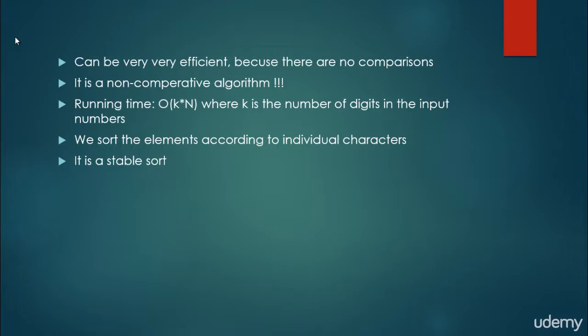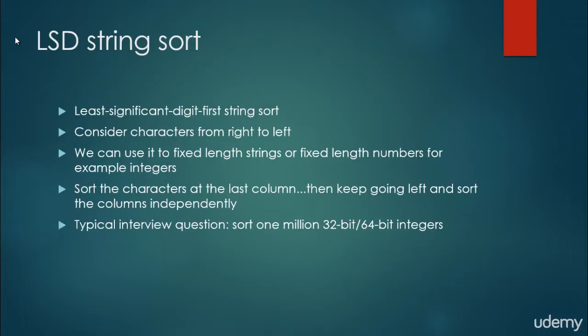it's very important that it's a stable sort too. It has two main types, the so-called LSD and the MSD string sort. LSD stands for least significant digit first string sort, and we consider the characters from right to left. We start at the least significant digit, and that's why the name. So we can use it for fixed length strings or fixed length numbers, for example integers. We just sort the characters at the last column, then keep going left and sort the columns independently.